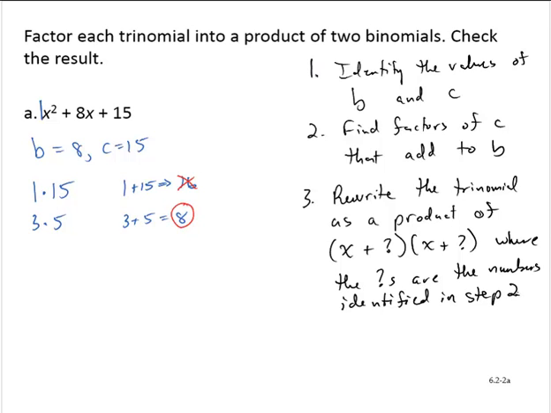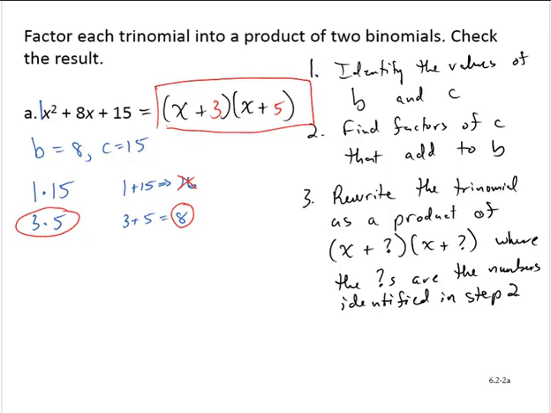So, what this tells me is, since the pair of numbers that we wanted were 3 and 5, because they summed to 8, I can write x squared plus 8x plus 15 as x plus 3 times x plus 5. And that is my answer. That is the two binomials. Now let's check the work.